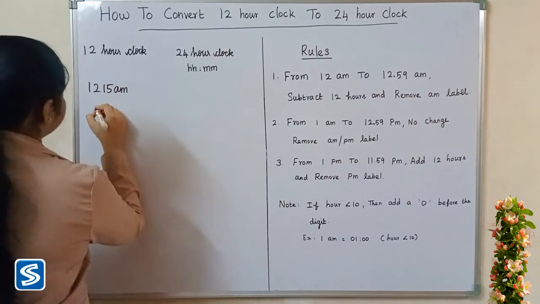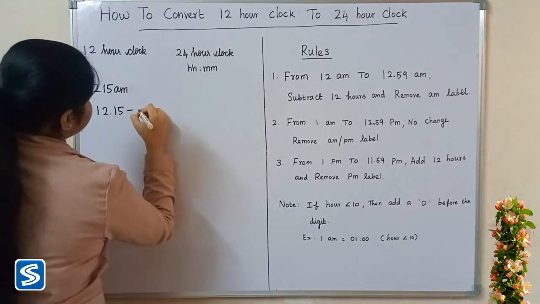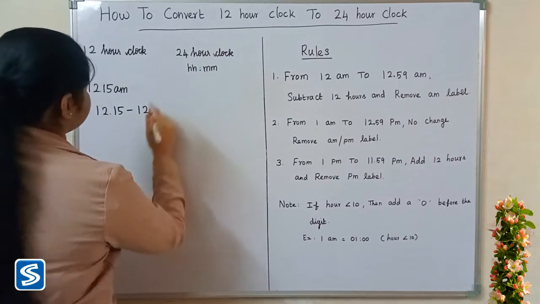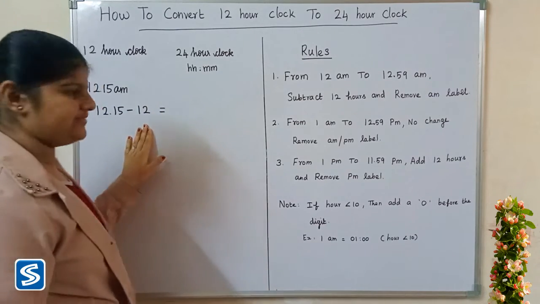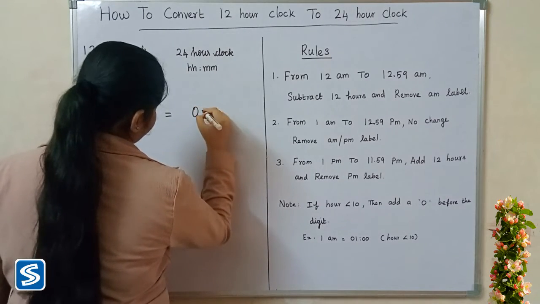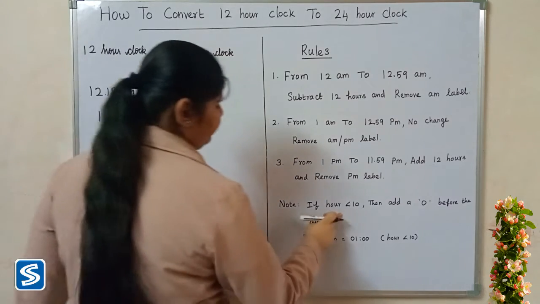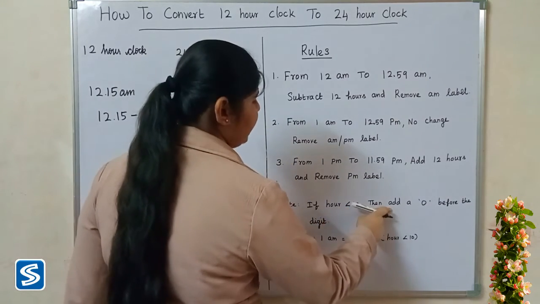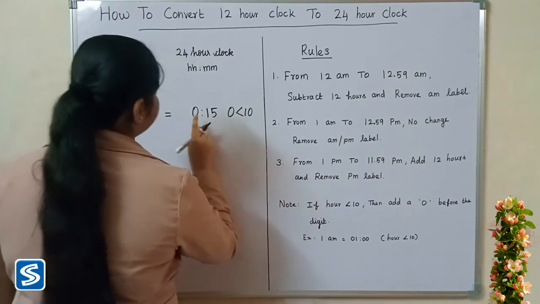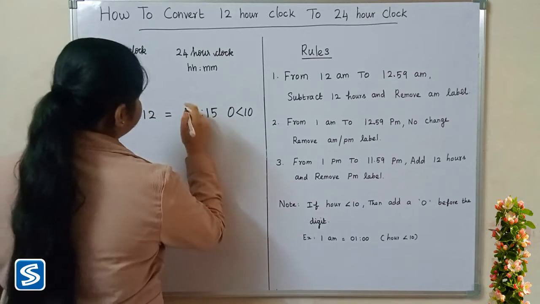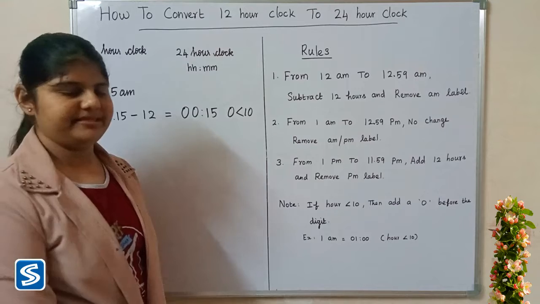So 12 hours 15 minutes minus 12 hours will be 15 minutes. If hour is less than 10, then add a 0 before the digit. Here 0 is less than 10. So now we have to add a 0 before hour digit. Next we will take another example.